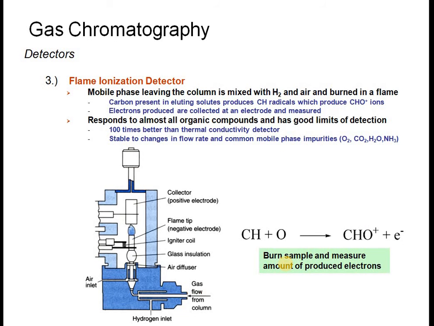Flame ionization detector. In this detector we use a flame. The mobile phase leaving the column is mixed with H2 and air and burned in the flame. It responds to almost all organic compounds and has good limits of detection. This is the flame ionization detector. This is the air inlet and hydrogen inlet, and gas flow from the column comes in here. Air diffuser, gas insulation, and this is the ignition coil, and this is the flame. So we can say this is the flame ionization detector.